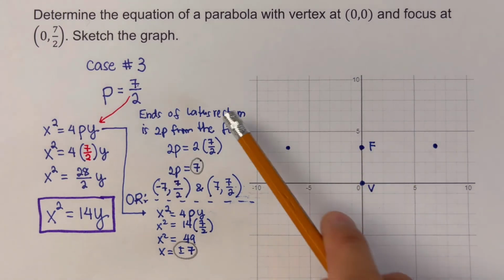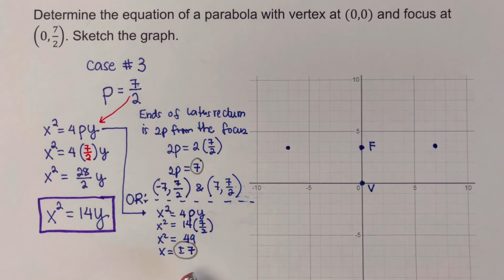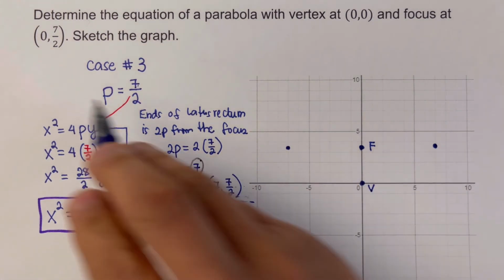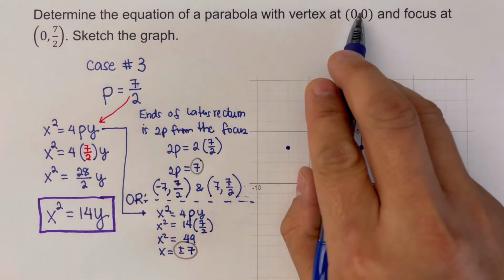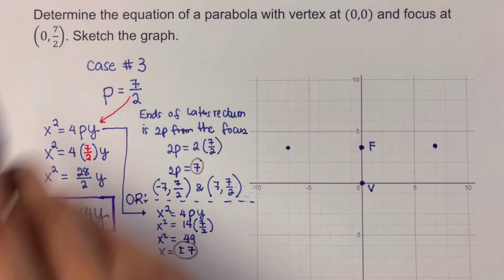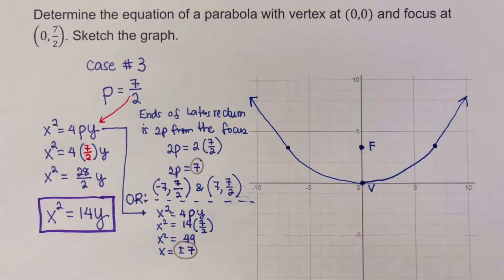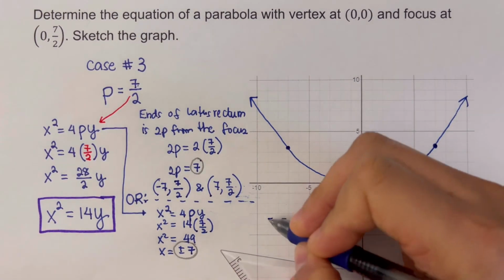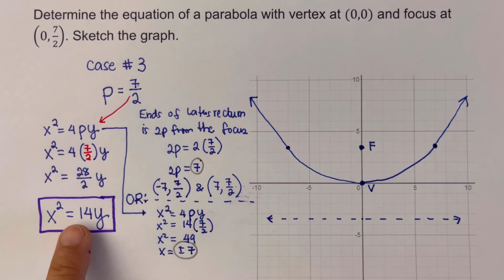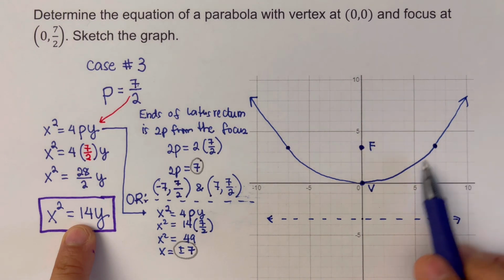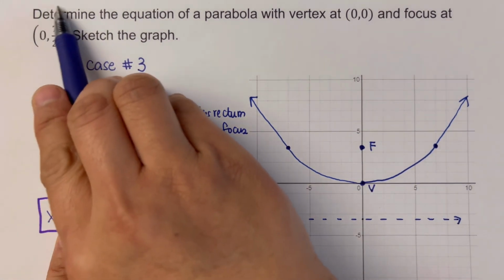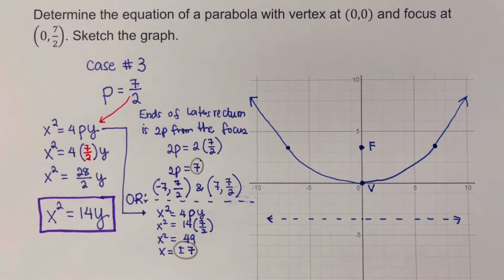So I'm just showing you the 2 methods of determining the ends of the latus rectum so that we can go ahead and sketch the graph of this equation that we have right here with the vertex at 0, 0 and the focus at 0, 7 over 2 or 7 halves. So this is the equation of the parabola, and this is the graph of this parabola given this problem that we have up here. Did you get the same answer as this?